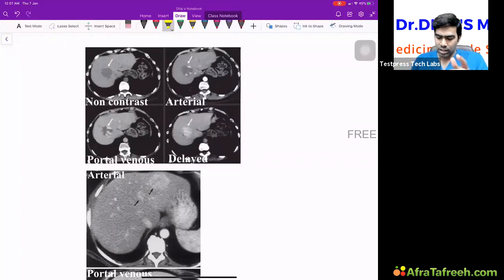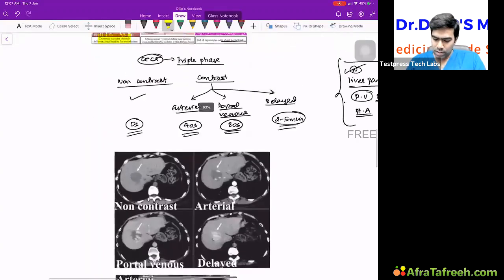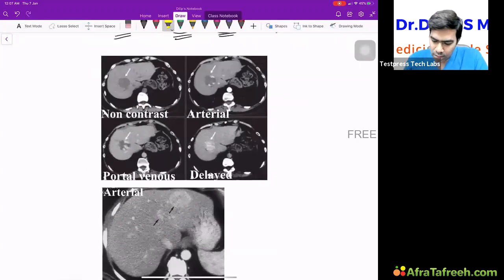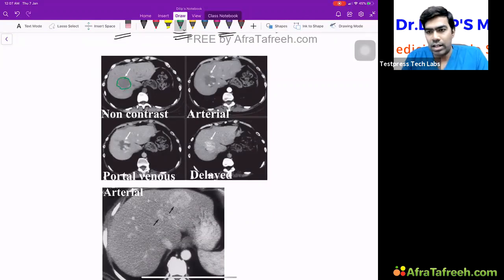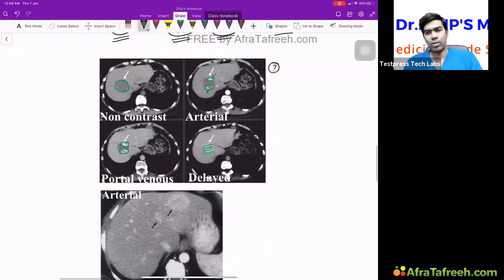You can see a hypoechoic lesion in the non-contrast CT. Then when you see the arterial phase imaging, you can see a small amount of contrast in the periphery. Then as you move to the portal venous phase, a little more contrast is coming in. When you go to the delayed phase, it is full of contrast. So what is this tumor?